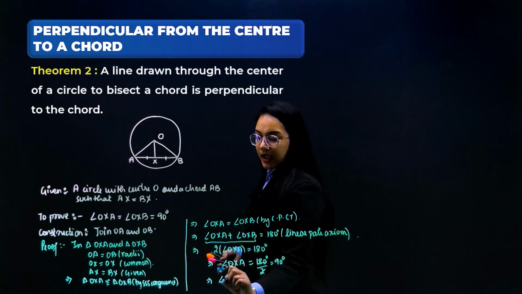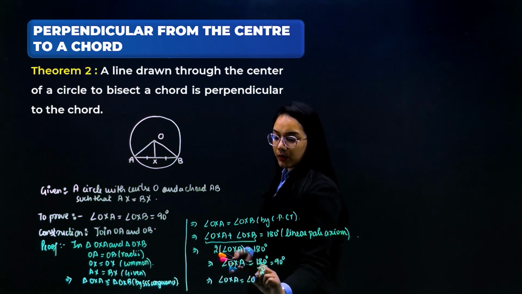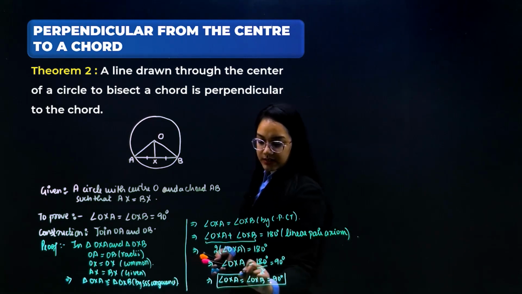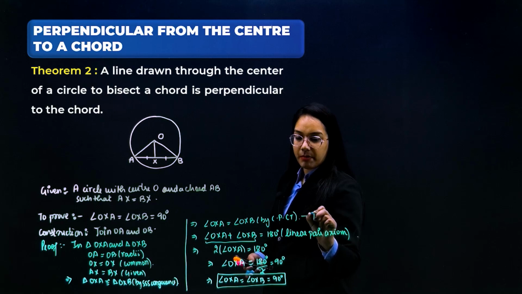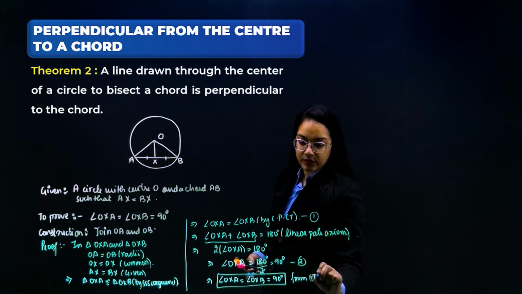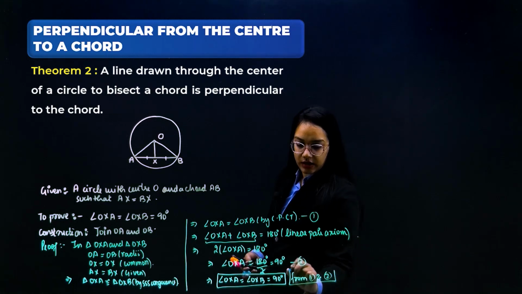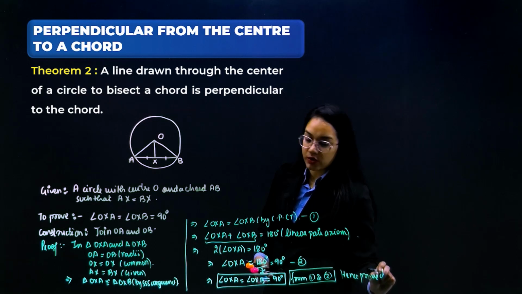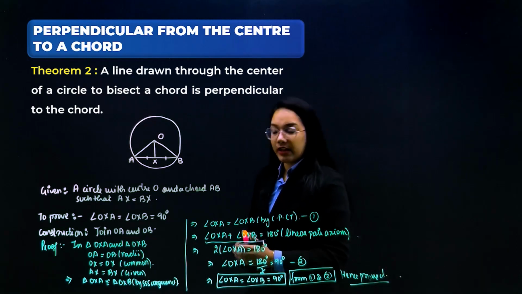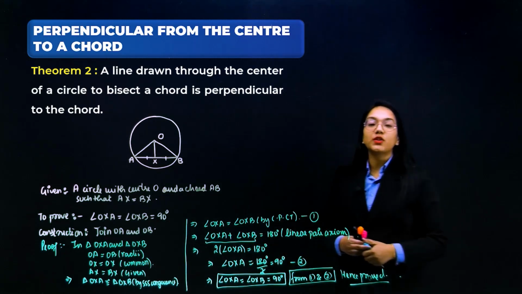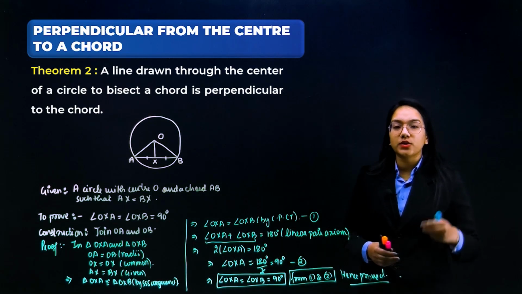Hence it implies that the angle OXA is equal to the angle OXB, which is equal to 90 degrees. We can say this from equation number 1 and equation number 2. So from 1 and 2 we can say that each is equal to 90 degrees, and this is exactly what we have to prove over here. So hence it is proved that whenever we have a line through the center of the circle that bisects a chord, it is always perpendicular to the chord.